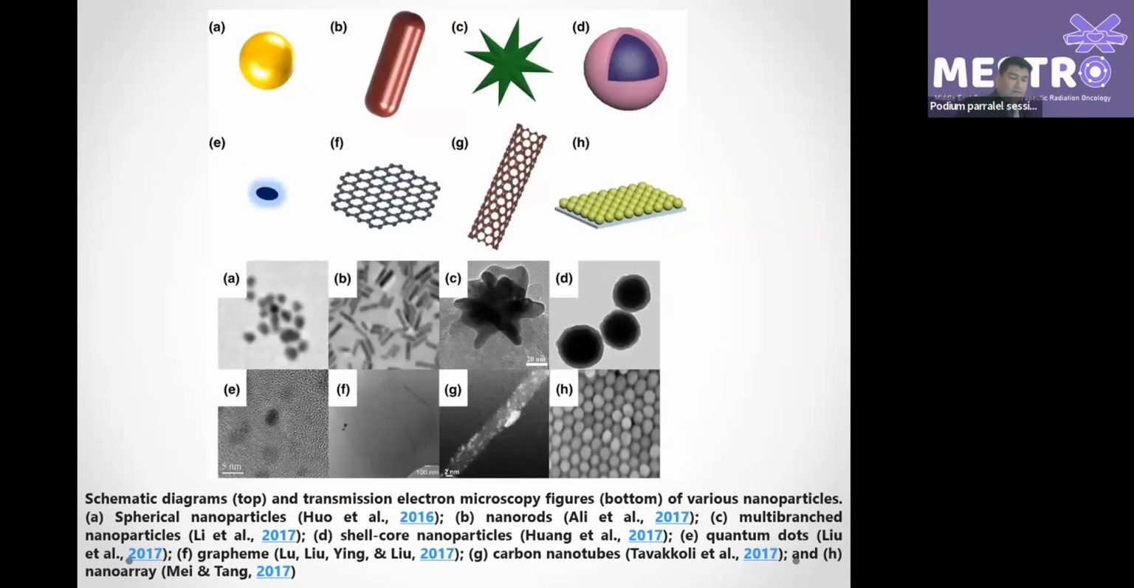So these are all the nanostructures that we have. We have gold nanoparticles, nanorods, and nanospheres. A lot of variety has come in the case of nanomaterials.